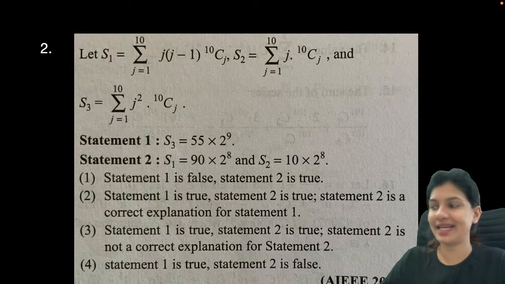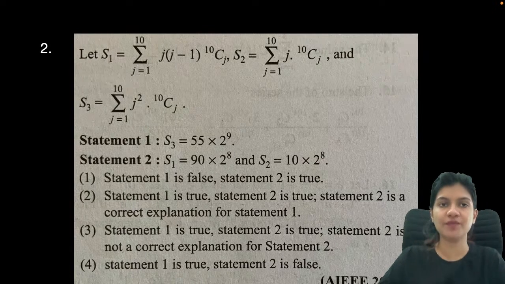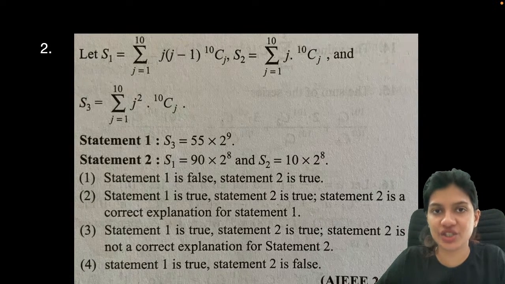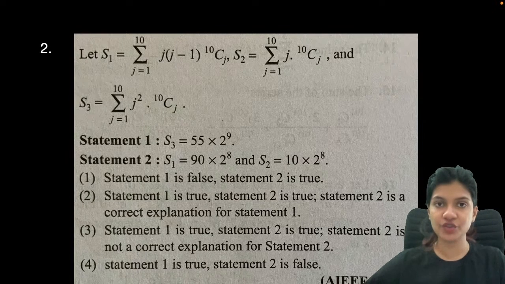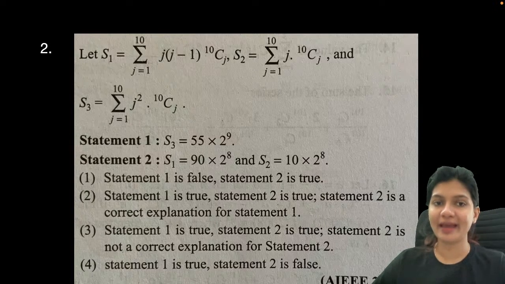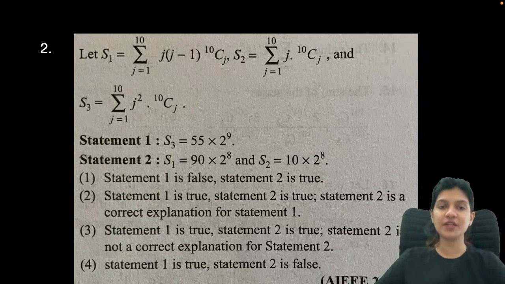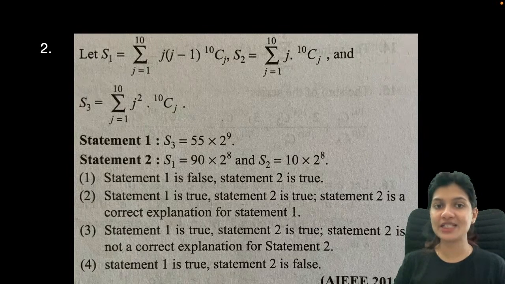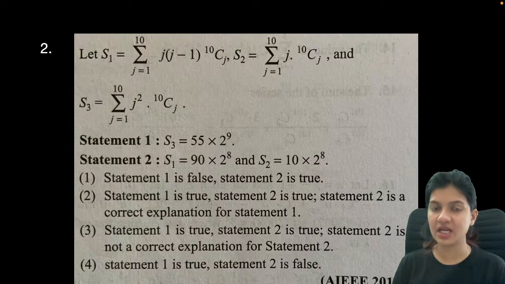The question states that let S1 equal sigma j equals 1 to 10, j into j minus 1, 10 Cj. S2 is equal to sigma j equals 1 to 10, j into 10 Cj. And S3 is equal to sigma j equals 1 to 10, j square 10 Cj. Statement 1 states that S3 is equal to 55 into 2 to the power 9. And statement 2 states that S1 is equal to 90 into 2 to the power 8 and S2 is equal to 10 into 2 to the power 8.